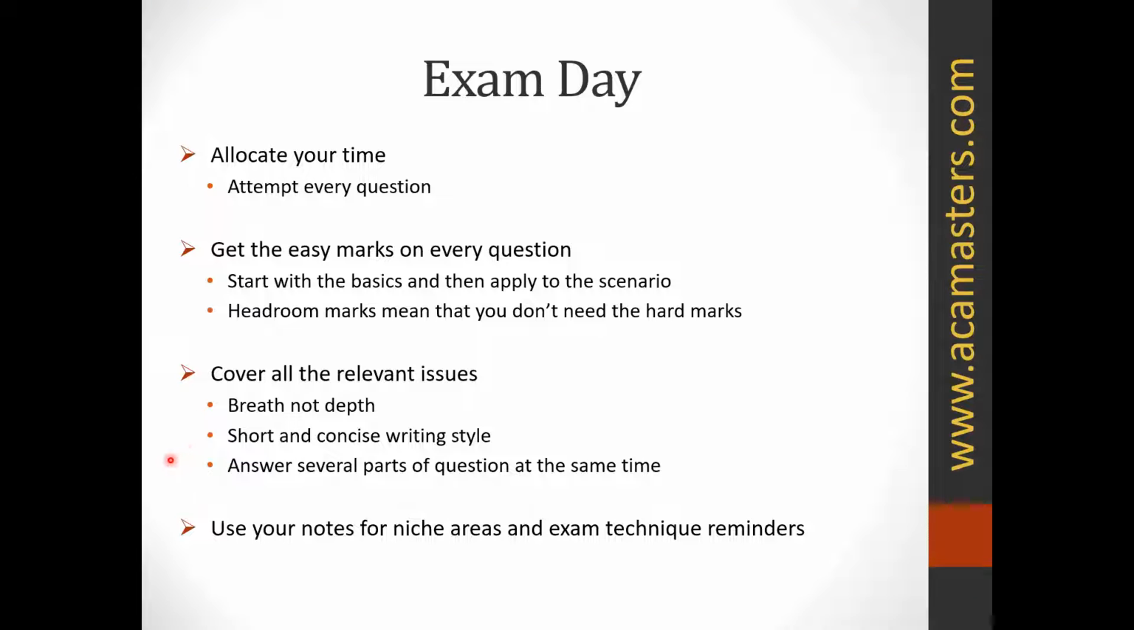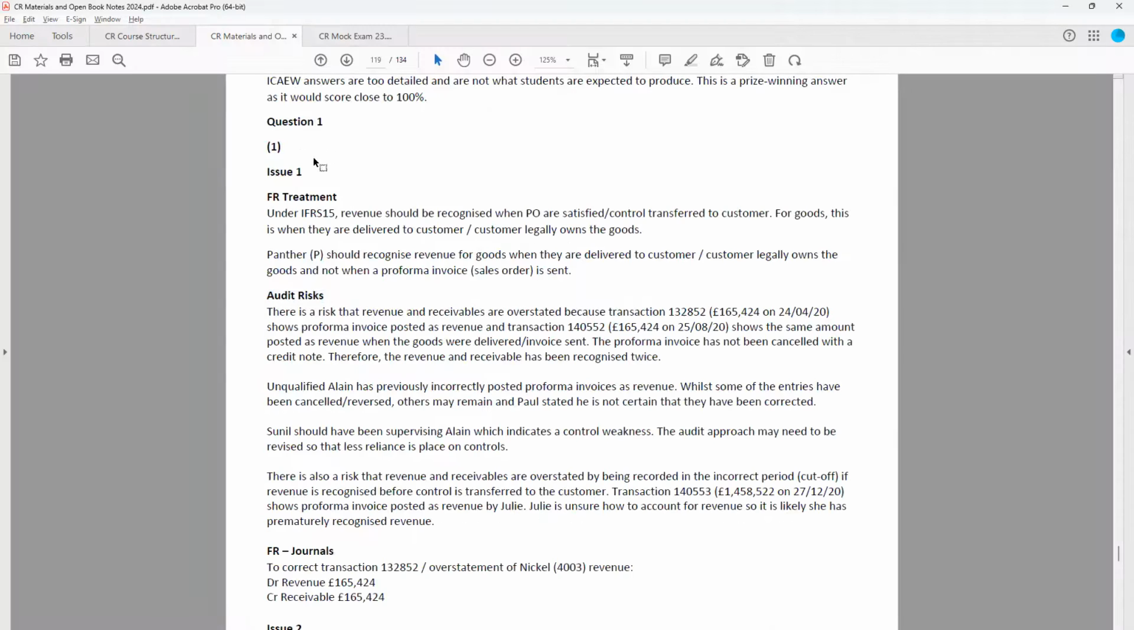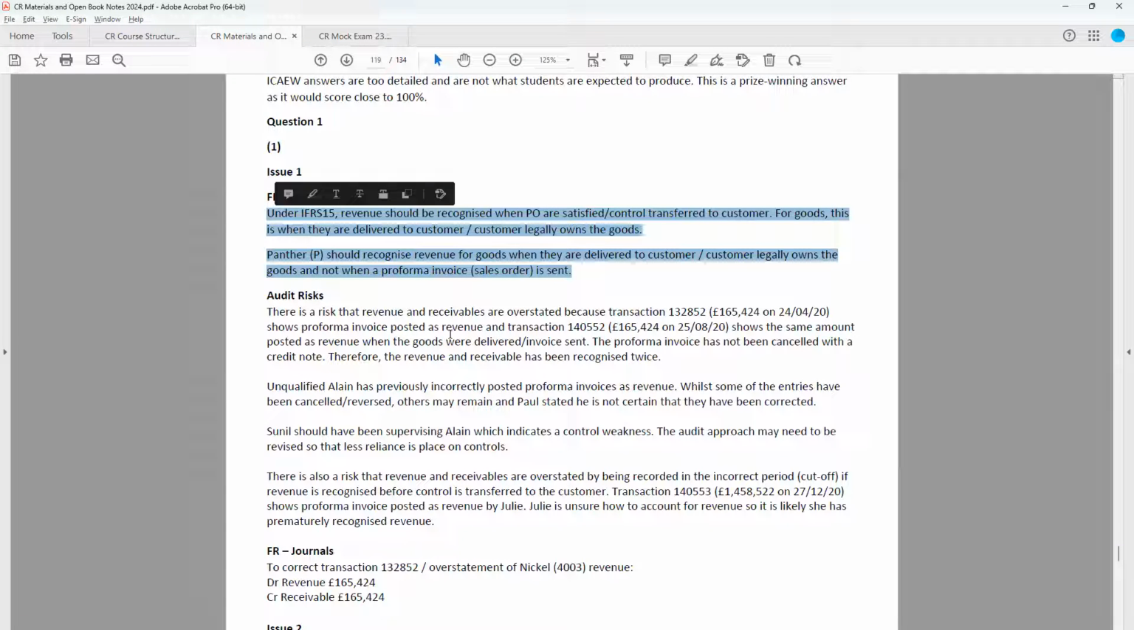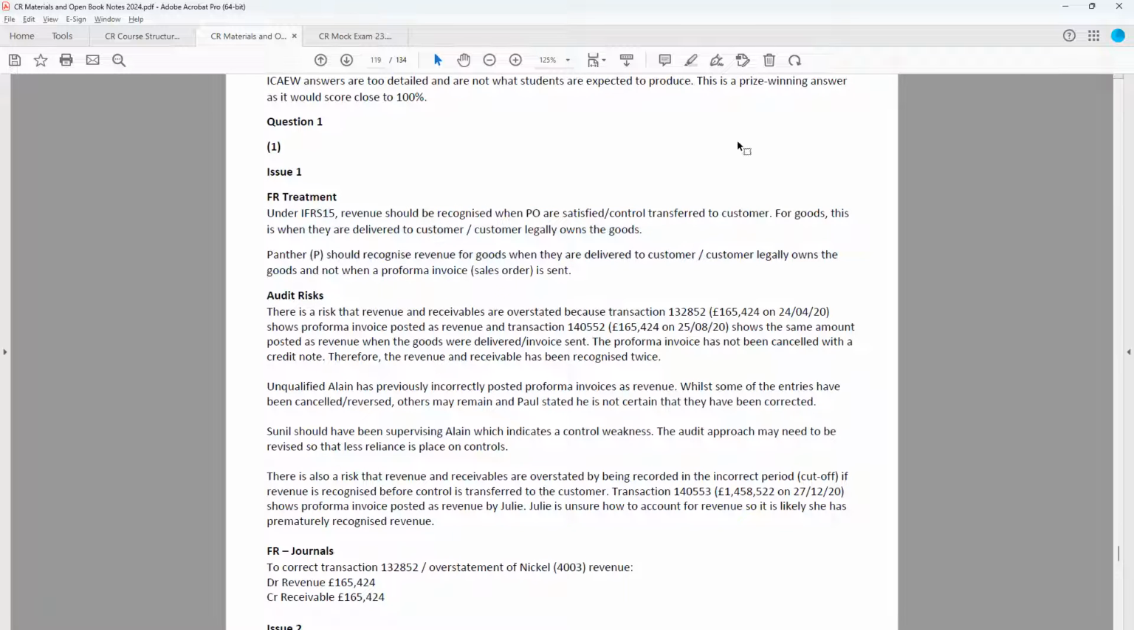And that will save you time in the exam, so you're not chopping and changing between the different issues. It will also increase your marks, because when you're focusing on that issue and you've thought about the FR treatment, it's then easier to think about what the audit risks are. If you've said how this should be accounted for, you can think about what the client may have done wrong, and therefore whether that be an overstatement or an understatement, which areas of the financial statements will be misstated.